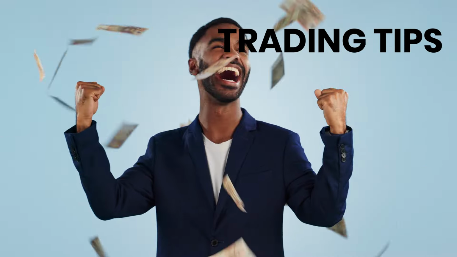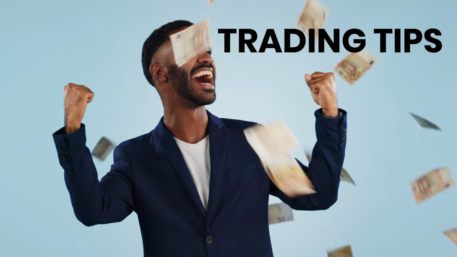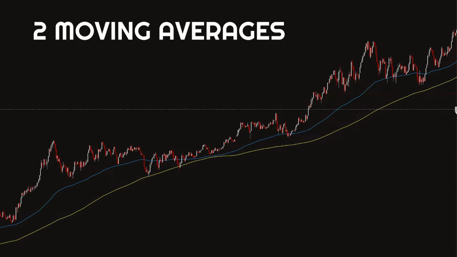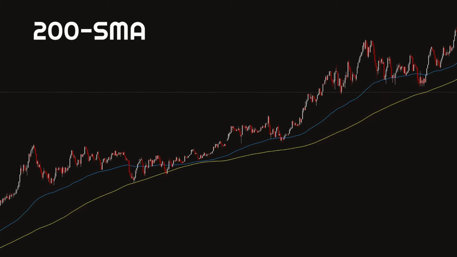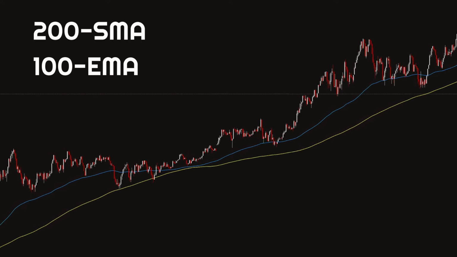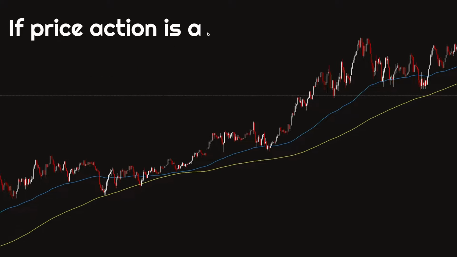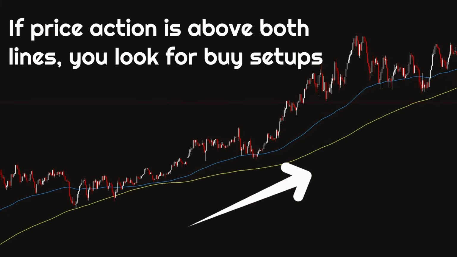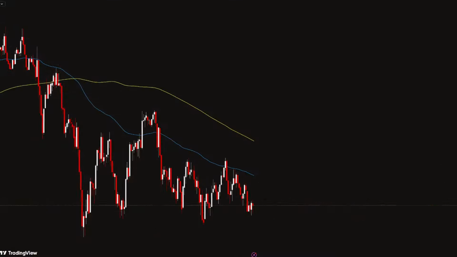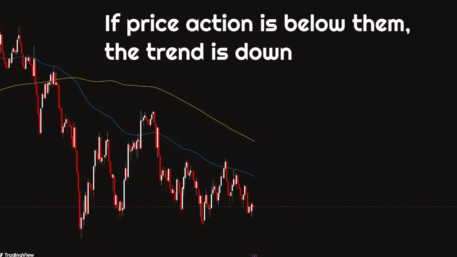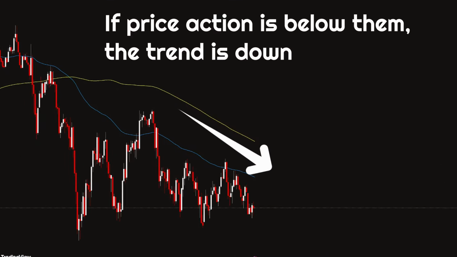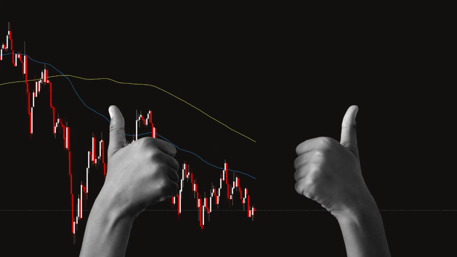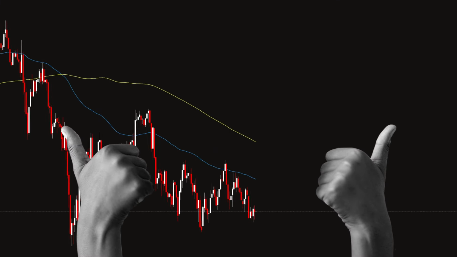Now here's a little trick for beginners who struggle to identify the trend easily. You can use two moving averages, for example a 200 period simple moving average and a 100 period exponential moving average. If price is above both lines, you look for buy setups. That means the trend is up. If price is below them, the trend is down, so focus on sell setups. It's not required, but it can help you stay on the right side of the market until you get comfortable reading structure.